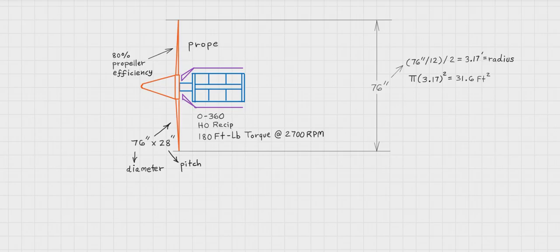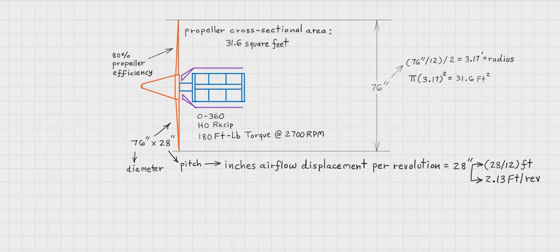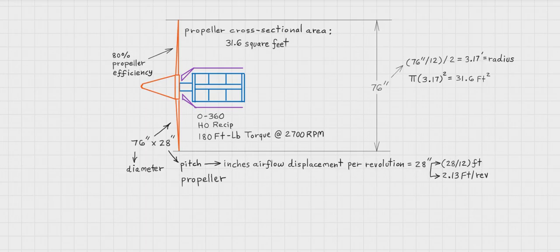It is a constant speed propeller, but it is, let's say, in the climb propeller pitch setting at 28 inches propeller pitch. So we can start by solving for the propeller cross-sectional area. We take the 76 inches, convert it to feet, divide it by 2 to get the radius, squared, times pi, so we get 31.6 square feet of propeller cross-sectional area while rotating at 2700 RPM.